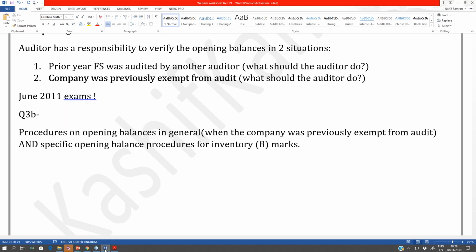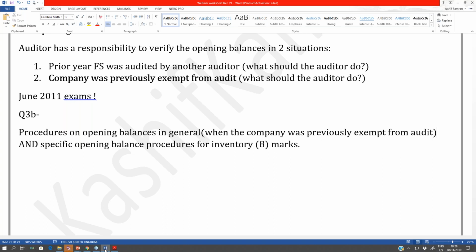And then very specific procedures on opening balances of inventory. Right, so is everyone clear on the question requirement? The question is bifurcated into two parts. One part is asking for journal procedures, and one part is asking for specific procedures on opening balances for inventory.